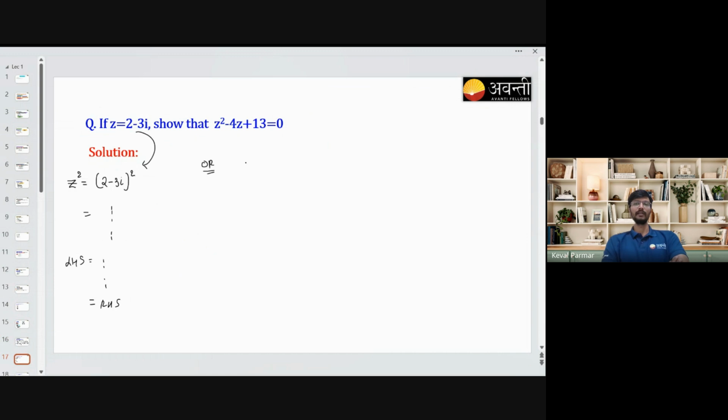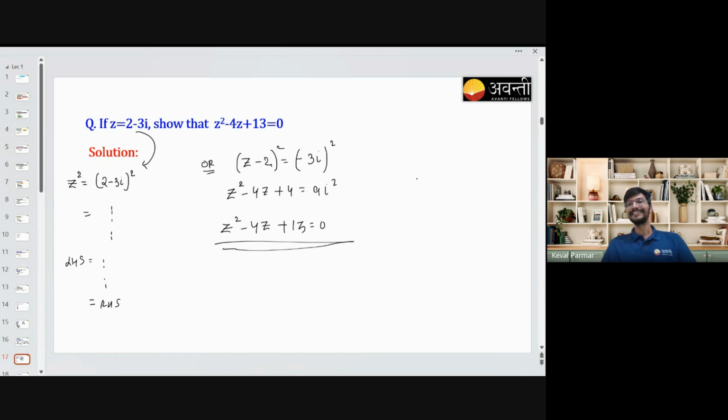Now, one of the methods which I personally like, and we will use that method in the matrices chapter as well, is that we can write z minus 2 is equal to minus 3i. Now we can square both sides and we'll get our answer. See, what is z minus 2 the whole square? It is z square minus 4z plus 4. This is 9i square. What is 9i square? Minus 9. So we get z square minus 4z minus 9, so plus 13 equals to 0.